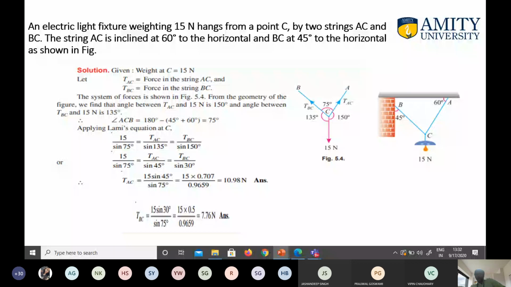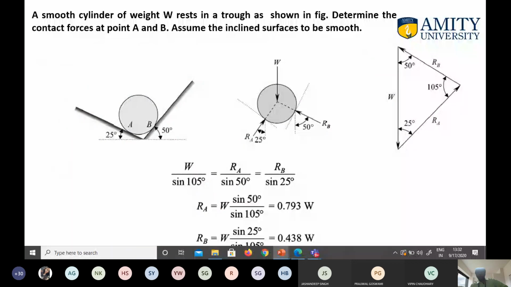Now we are going to a very important part here. Just see the figure first. A smooth cylinder of weight, because in examinations 2 spheres or 3 spheres problems basically come. So we will first solve the problem for 1 sphere only, so that you are able to understand what the meaning of this is.